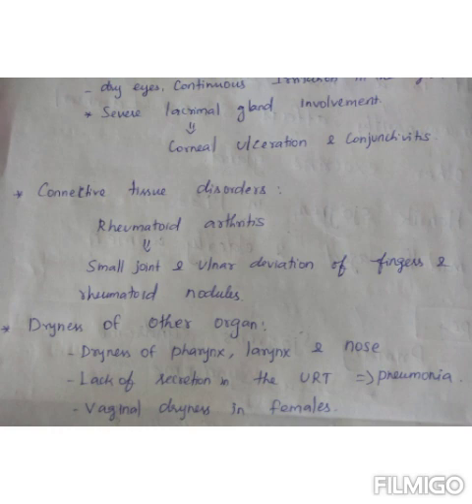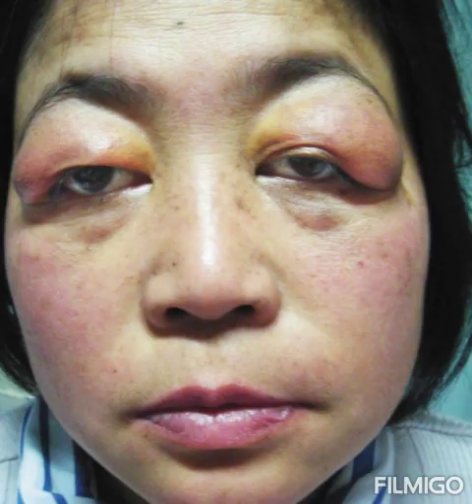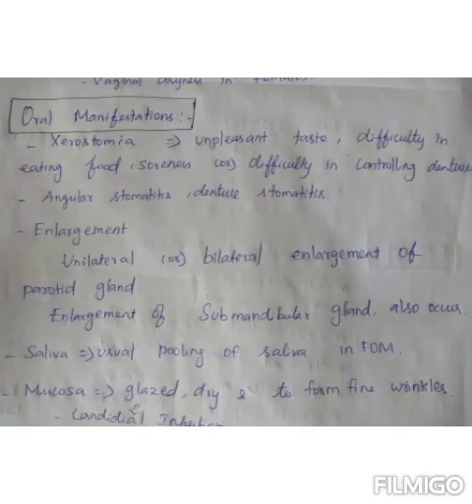The next feature is dryness of other organs. There is dryness of the eye, dryness of the mouth, and connective tissue disorder, along with dryness of other organs also. That is dryness of the pharynx, larynx and nose, and lack of secretion in the respiratory tract. Patients with Sjogren syndrome have lacrimal gland and salivary gland swellings.